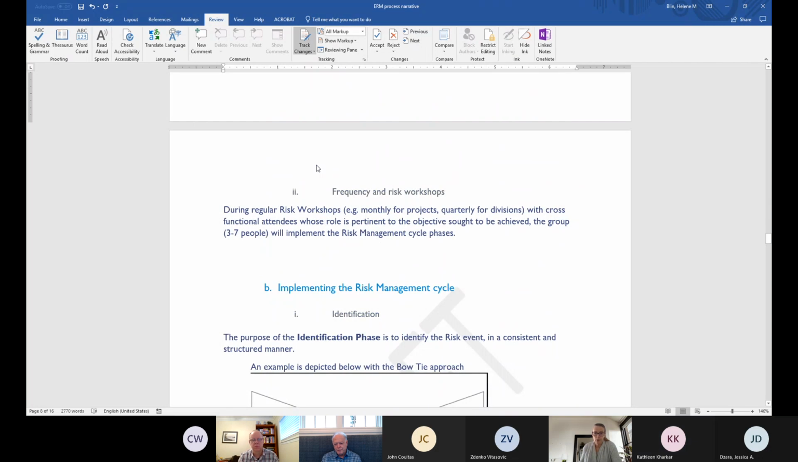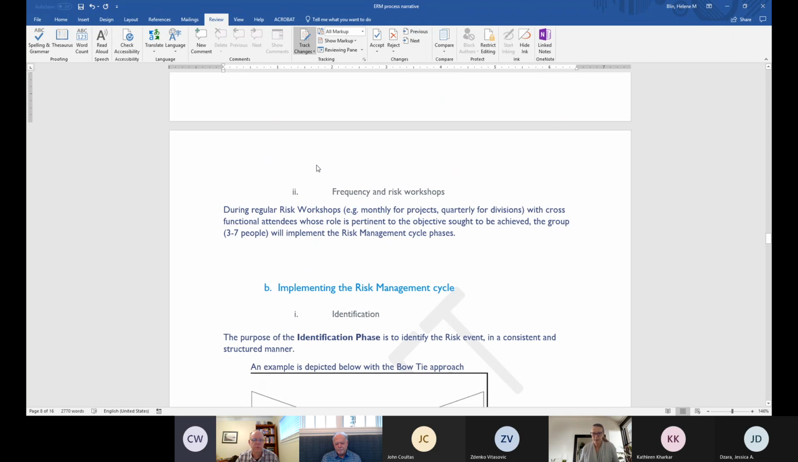Then frequency of risk workshop. So of course here it's a general framework. Example monthly for projects. I mean, if you are on a very dynamic project, let's say a 6 month project that is costing 500 million US dollars, you would want to monitor it more than monthly, right? Of course. Everything needs to be proportionate, and I think that's the key here. Everything needs to be proportionate to your objective and also to the magnitude of what you're looking at.